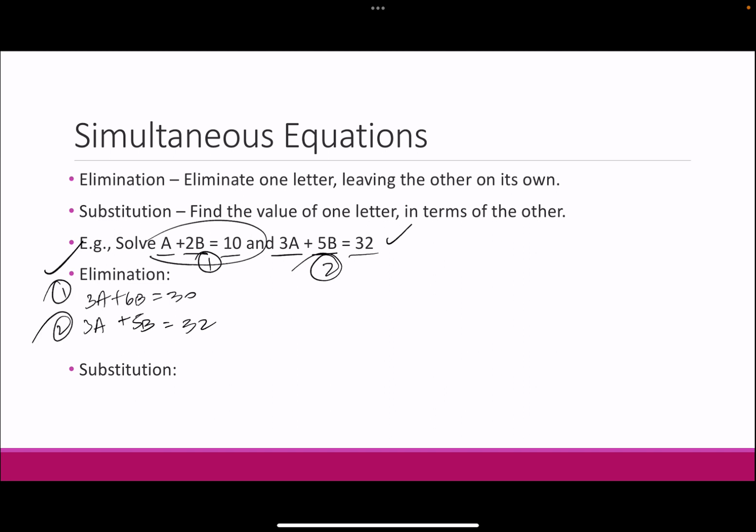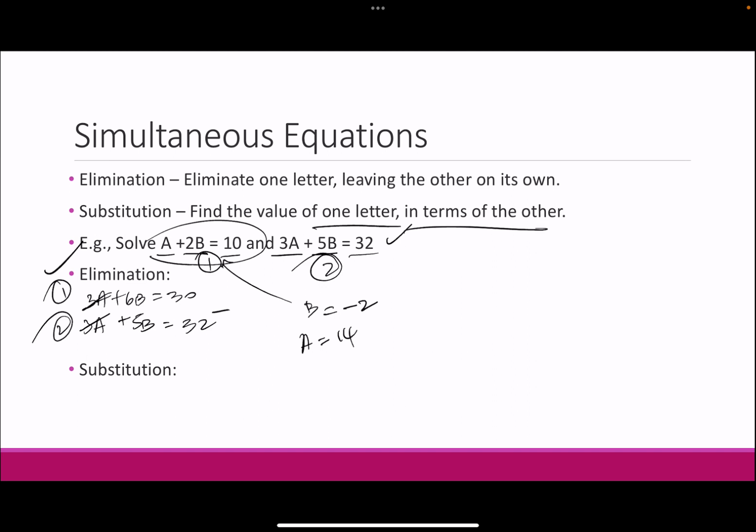Now I can subtract these equations from each other. 3a minus 3a equals 0, 6b minus 5b is just b, and 30 minus 32 equals minus 2. So I found that b equals minus 2. Now I can sub this back into the first equation: a minus 2 times minus 2, so a minus 4 equals 10. So a equals 14.